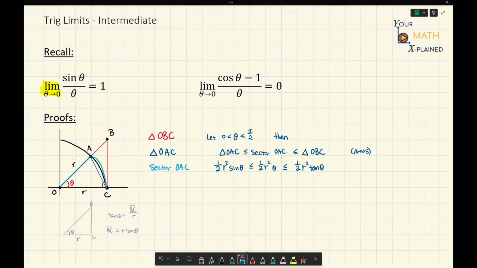And now we can go ahead and simplify this a little bit. Since r squared is always positive, we can divide everything through by 1/2 r squared.